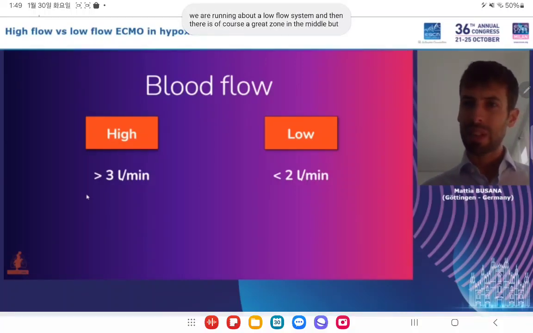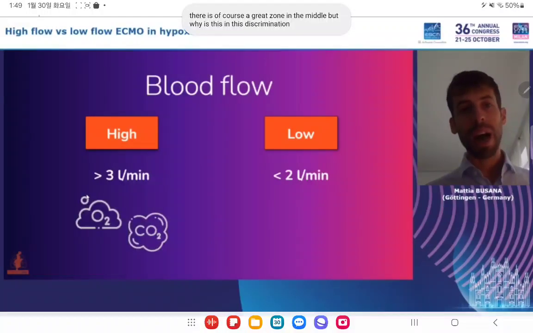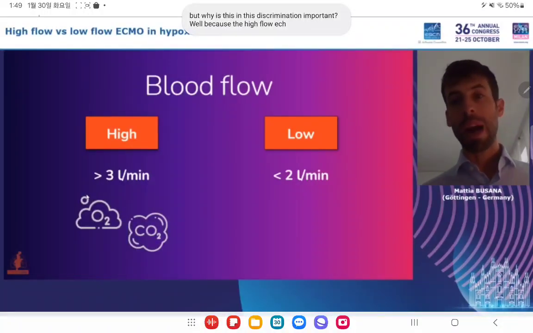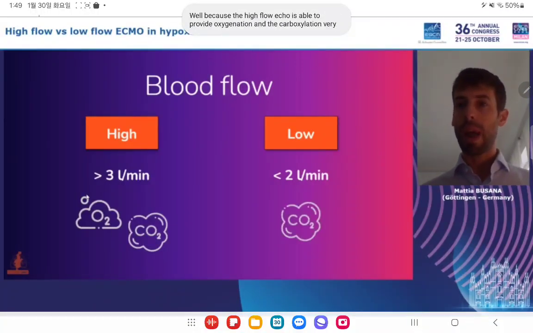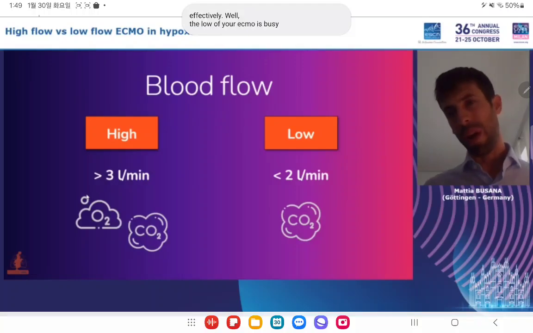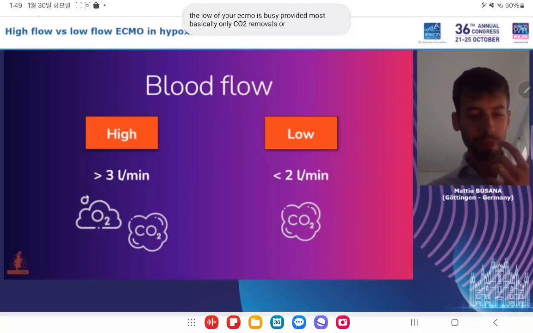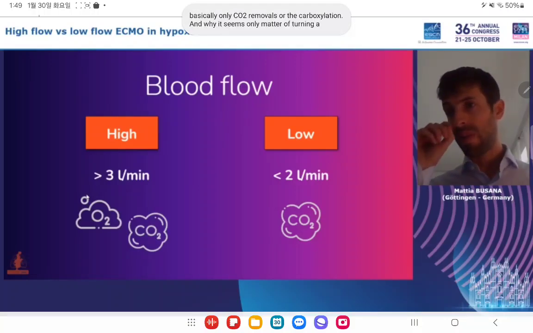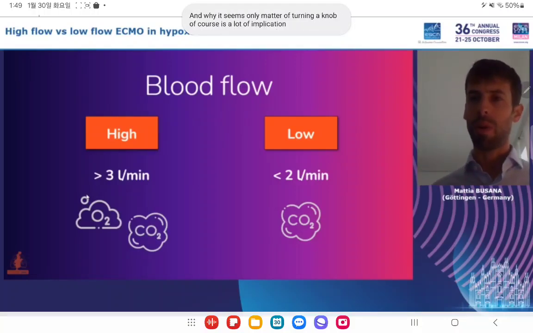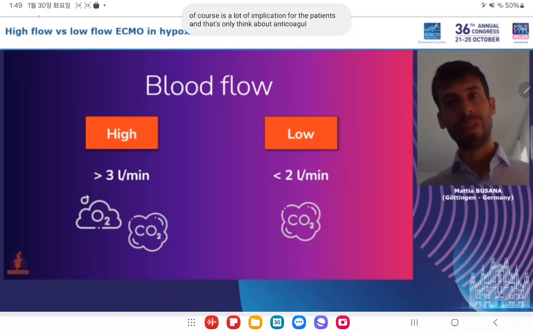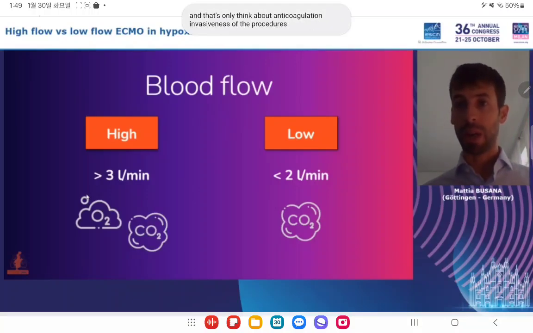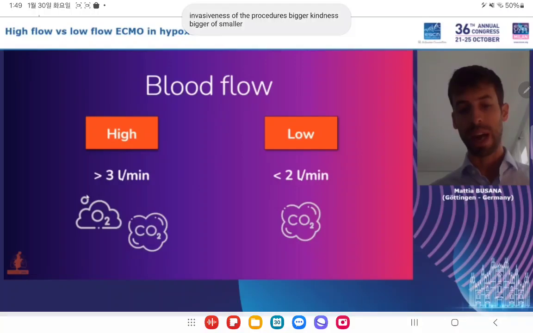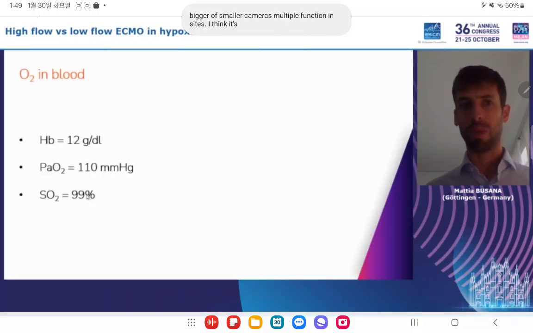But why is this discrimination important? Well, because the high flow ECMO is able to provide oxygenation and decarboxylation very effectively, while the low flow ECMO is basically providing only CO2 removal, so the decarboxylation. And while it seems only a matter of turning a knob, of course, there's a lot of implication for the patient. Let's only think about anticoagulation, invasiveness of the procedures, bigger or smaller cannulas, multiple puncturing sites. I think it's important to discriminate the two systems.